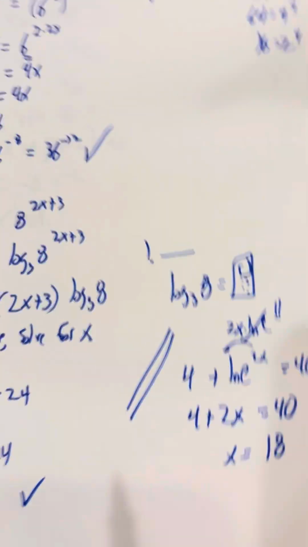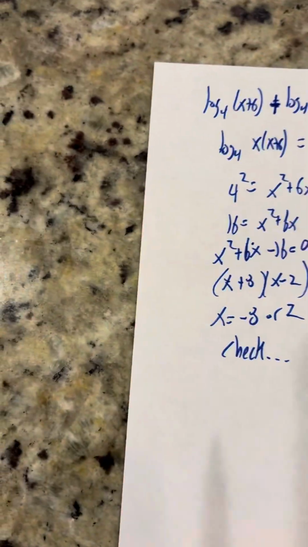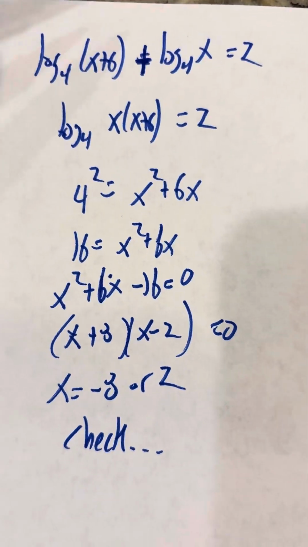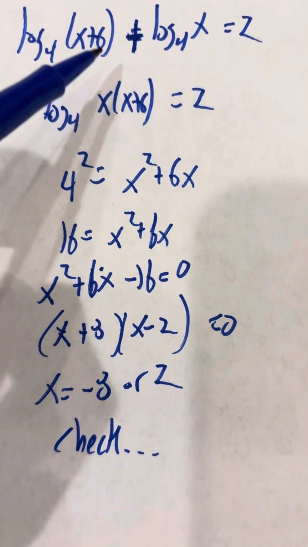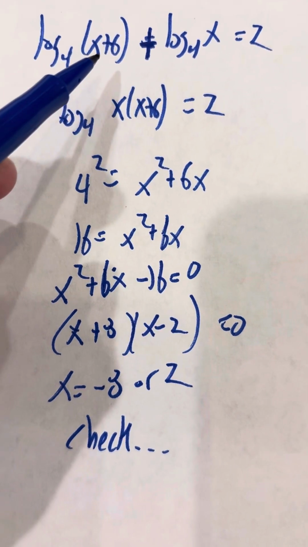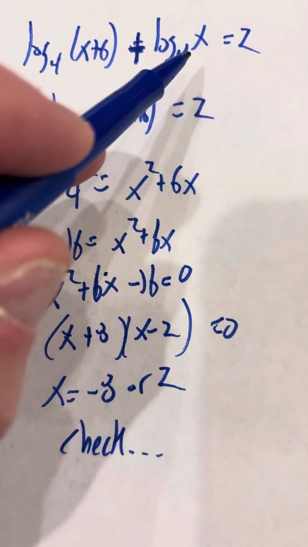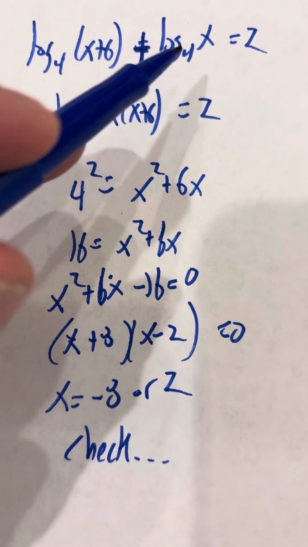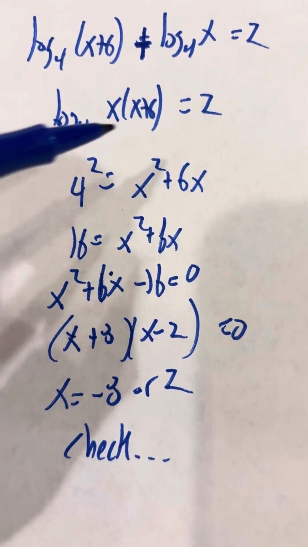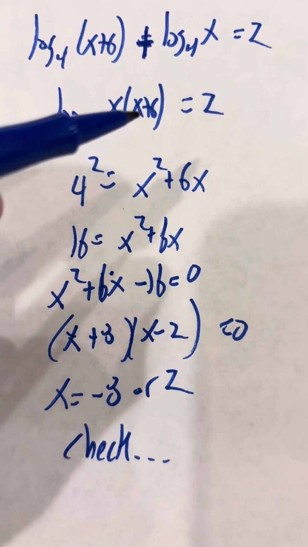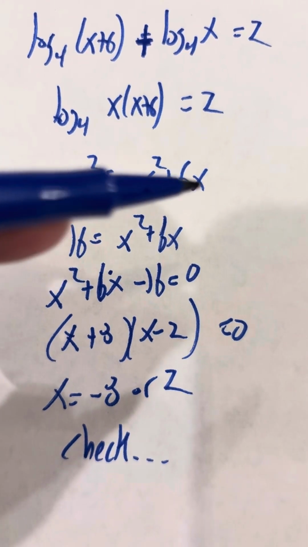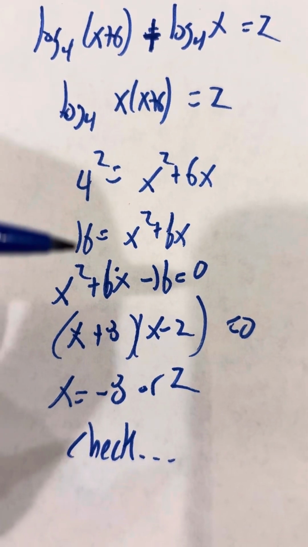And then the last couple here, these are good. All right, we're going to use our properties of logarithms here. Log addition is the same as multiplication. So as long as they have the same base, the log base 4 of x plus 6 plus the log base 4 of x is the same as the log base 4 of x times x plus 6, and that equals 2. Well, this is base 4. So if the log base 4 of something equals 2, that means 4 to the 2 equals that something. Well, I know what 4 squared is, that's 16.